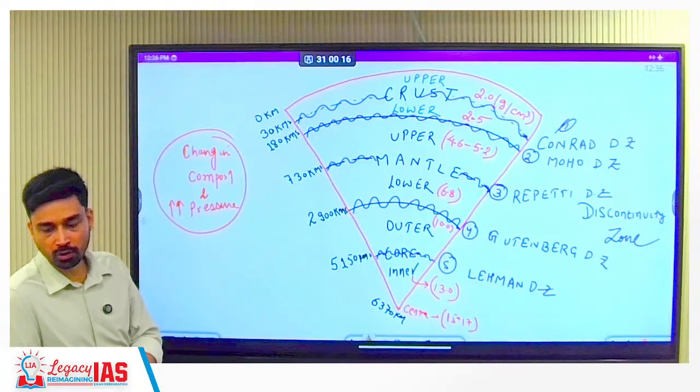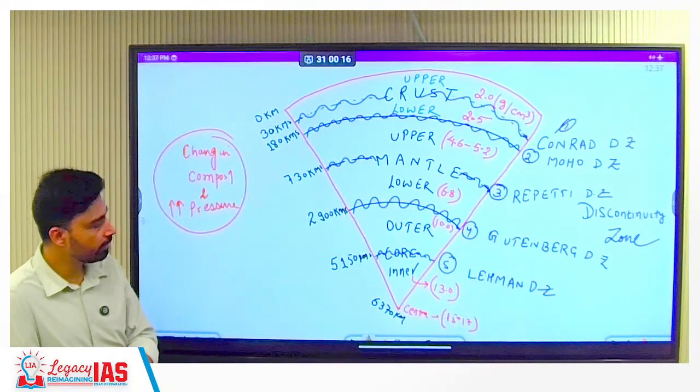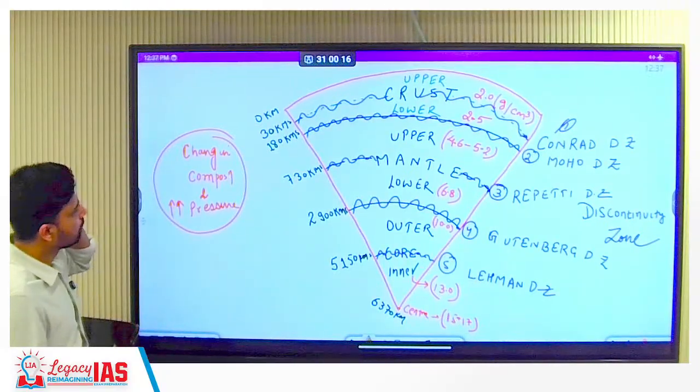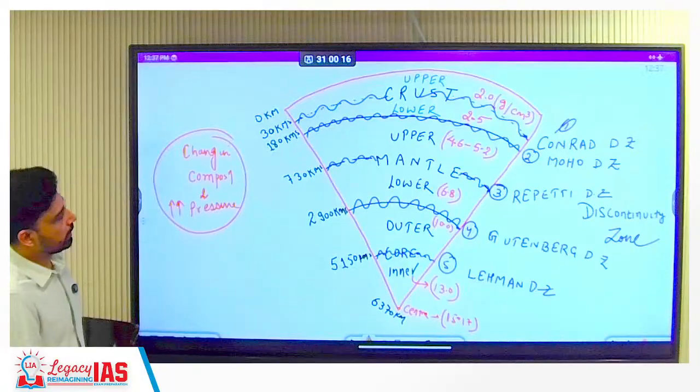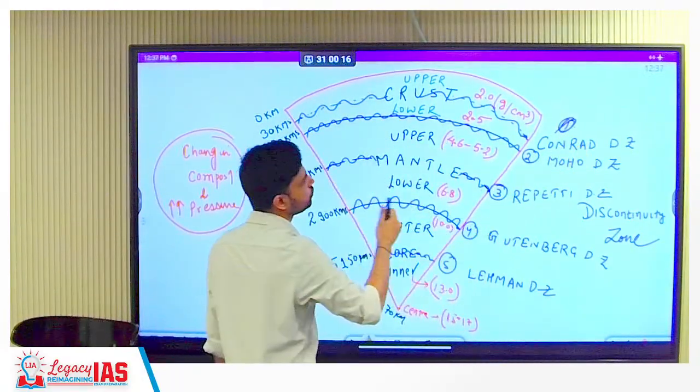Right. So what is happening along all these discontinuity zones? As you pass from one to another, you have a sudden jump, a sudden change in the velocity of seismic waves, because the composition, density, everything is changing fast here. So those are the names of the five most important discontinuity zones.